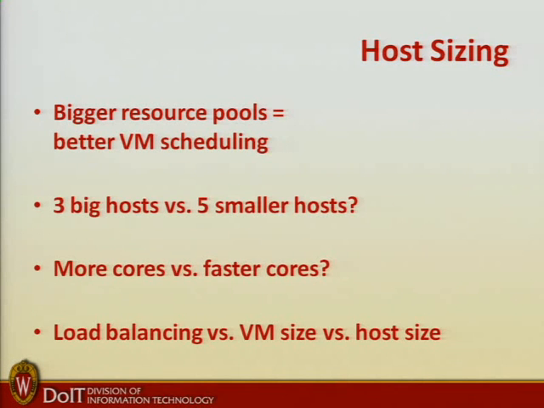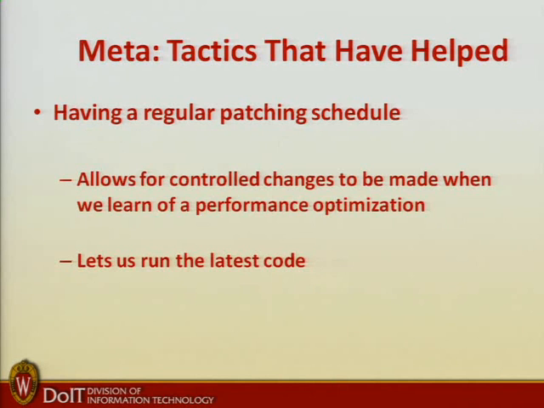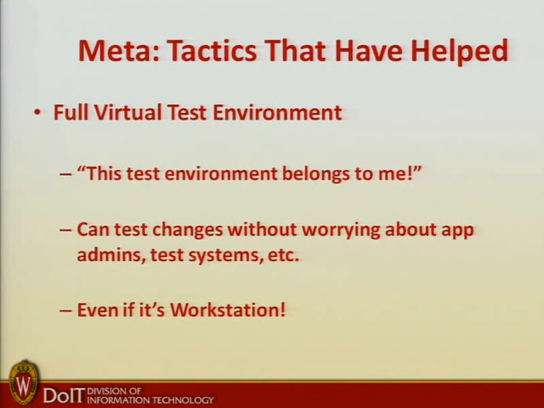So, speaking of practices, some tactics that have helped me with all of this stuff: having a regular patching schedule. Having a patching schedule at all is nice. It keeps you secure, allows you to do controlled changes. You can actually roll out some of the stuff in a controlled way. And it helps you get the latest code on there. Full virtual test environment. I'm blessed to have a full test environment that I can say, hey, this is mine, and I can mess around with it. Even a workstation is really nice for this sort of thing. Anything with snapshots, if you're doing VM development and template development, snapshots are absolutely killer. And I'll just leave it at that.